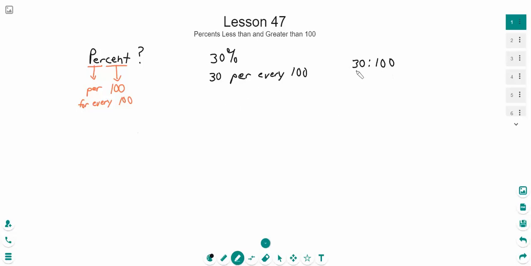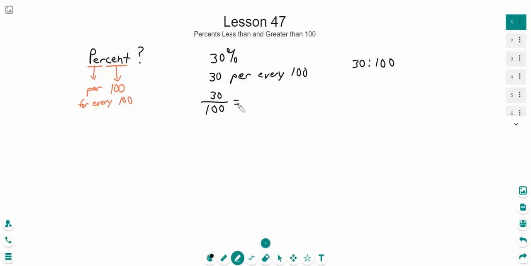Okay, and if you recall when we talked about ratios, we can write this as a fraction. So it's 30 over 100. That is what 30% is. It's 30 over 100. And hopefully you recall this from previous years. This is very elementary right here. So 30% would stand for 30 over 100.